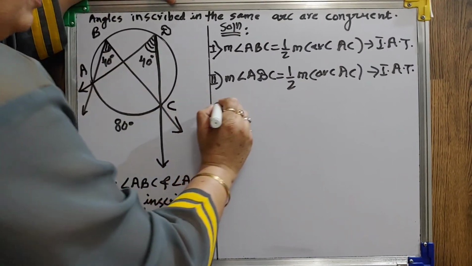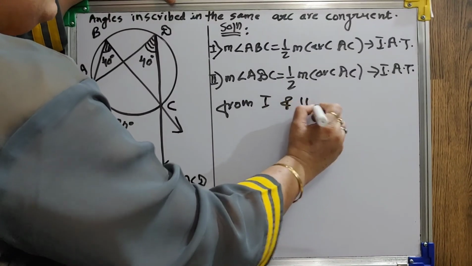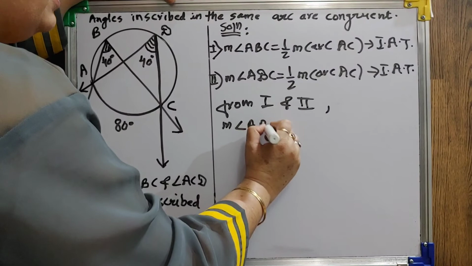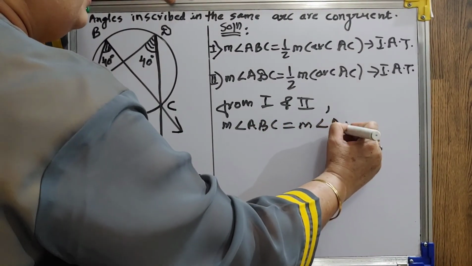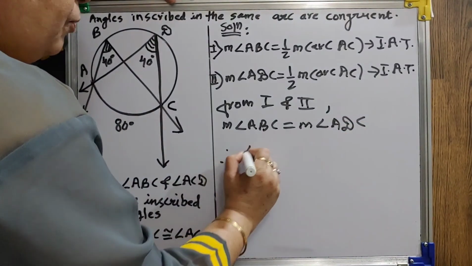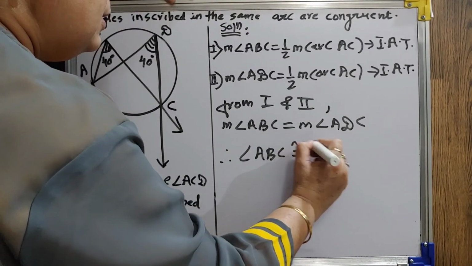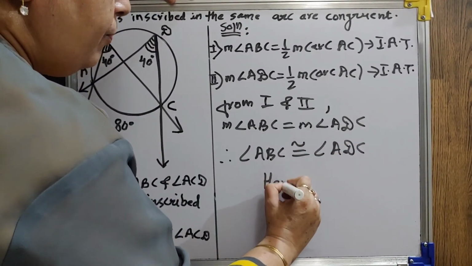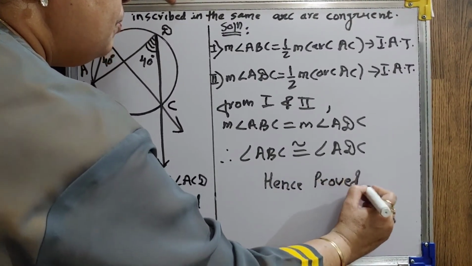Okay. So, from first and second, we can say both the angles are equal. So, my measure of angle ABC will be equal to measure of angle ADC. If you want to write the congruency sign, so angle ABC is congruent to angle ADC. Hence, proved. This only we have to prove.